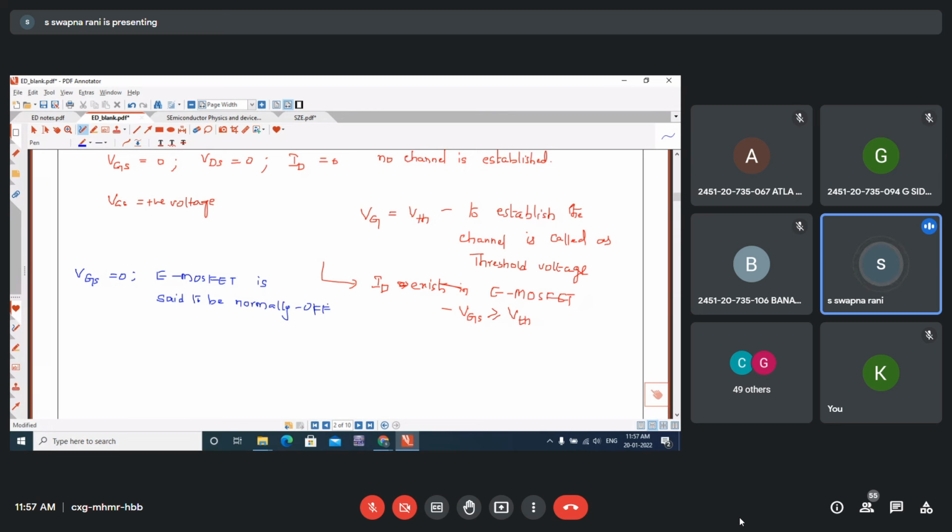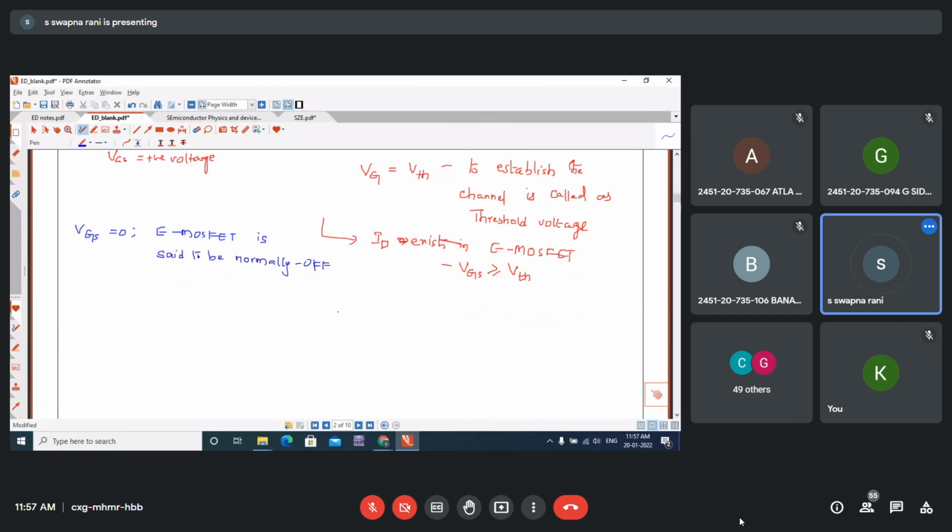So this is the reason why they are normally off. To turn on the E-MOSFET, the voltage required on the gate should be the minimum threshold voltage. The minimum voltage required to turn on the E-MOSFET is the threshold voltage.